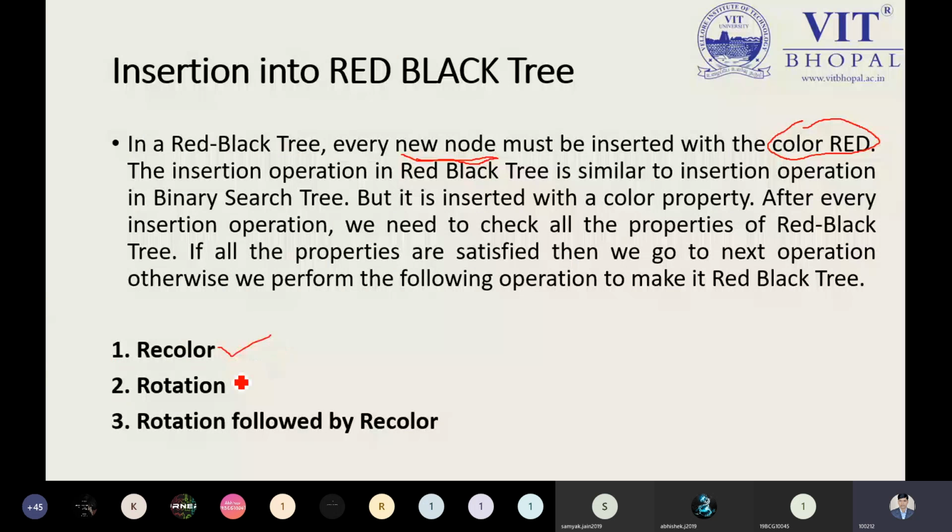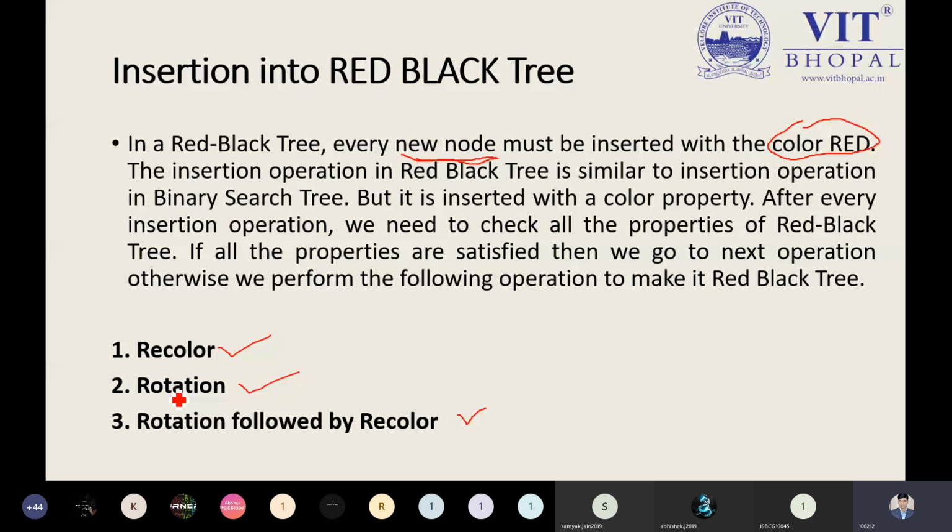the recolor, rotation, and rotation followed by the recolor. So you have to recolor and then rotate after the recolor. These are the basic operations we have to perform. Rotation could be L rotation, rotation could be R rotation, and so on. There are four different kinds of rotation we can have.